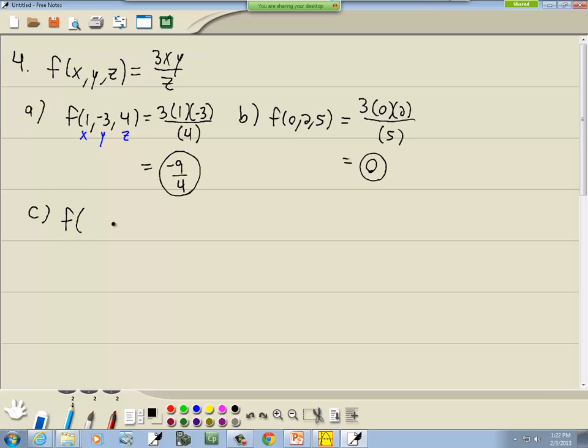And for C, we want to find f of 1, 2, 12. Again, what I'm doing is going through and putting parentheses over where I have a variable, and then just plugging in. This is our x, this is our y, and this is our z. So 1 in for x, 2 in for y, and 12 in for z. And 3 times 1 is 3, times 2 is 6, so 6/12 reduces to 1/2. And those are our answers.